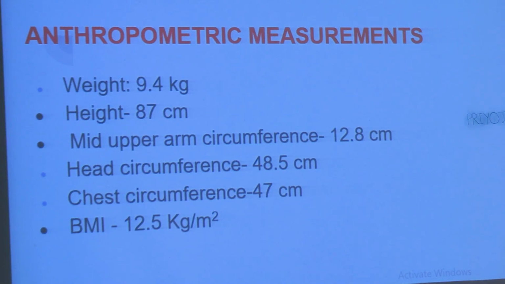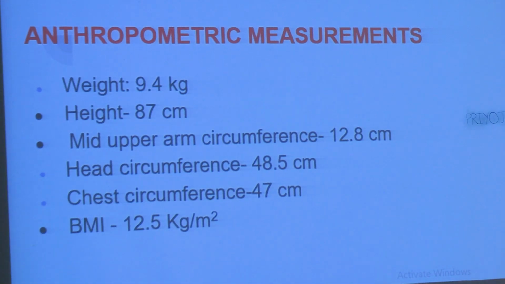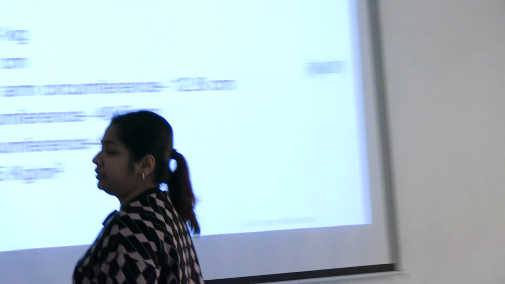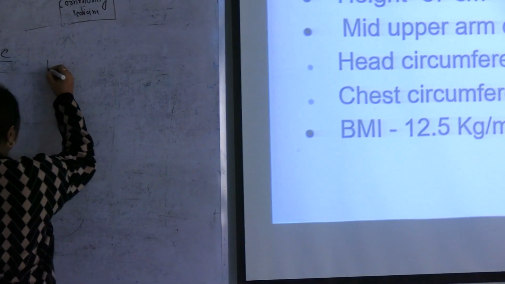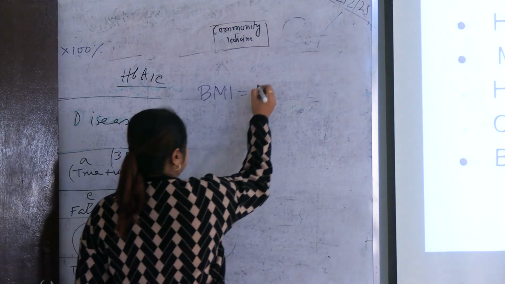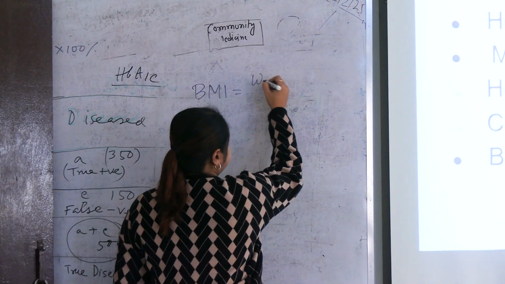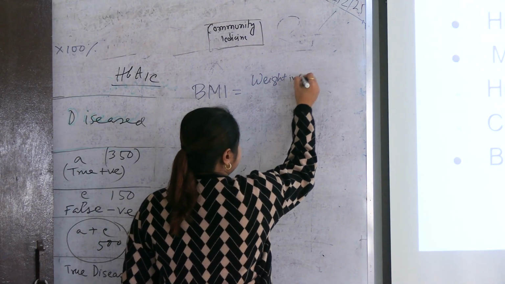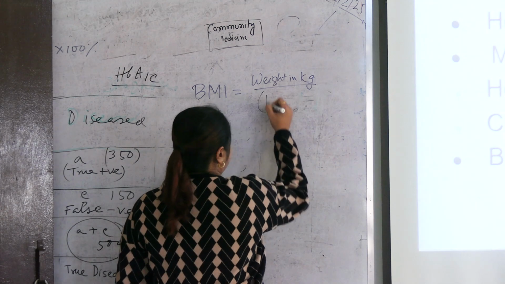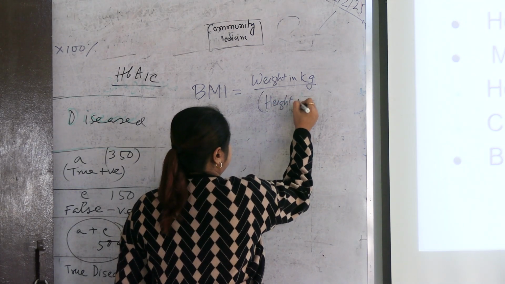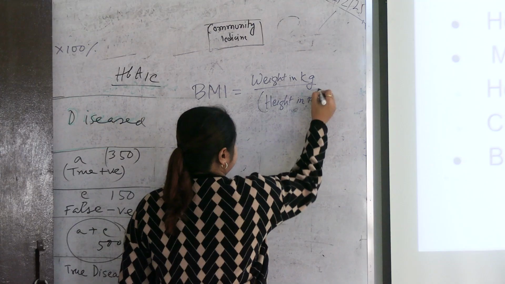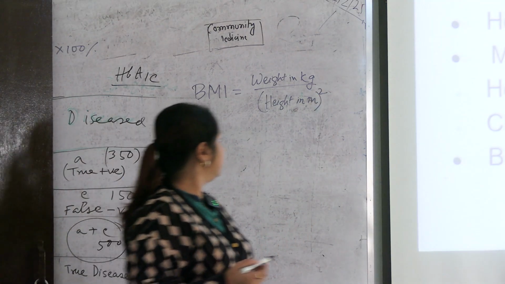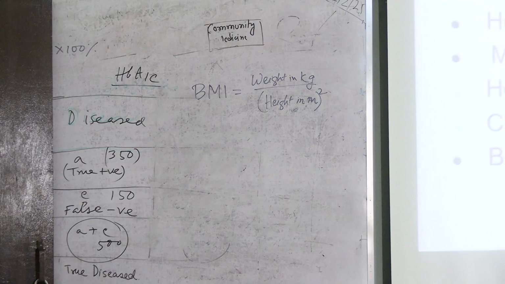So how do I calculate the BMI? Many people make a mistake saying this in the exam hall, so do not make a mistake. BMI is weight in kg divided by height in meter square. Kg per meter square is the unit. BMI is body mass index. So the weight, height, mid-upper arm circumference, head circumference, chest circumference, BMI.